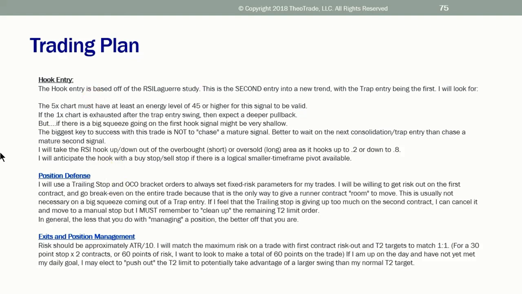And then position defense, I will go into position defense in just a minute with a trailing stop and an OCO bracket order. So we'll get into that as well. Fear not, we will get into the details.